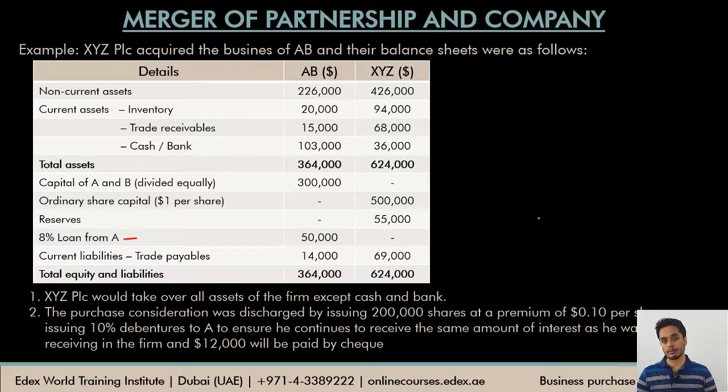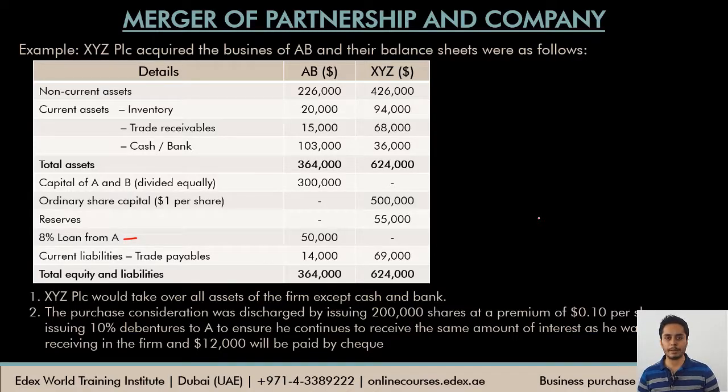So first we will also have to calculate purchase consideration. In the previous question, it was directly given as 120,000. But here the total discharge of purchase consideration is given. It is discharged by issuing 200,000 shares at a premium of 0.1. Face value is 1, premium is 0.1. So the total value of shares is 200,000 into 1.1. Apart from shares, the company will also issue certain 10% debentures to A. The value is not given, we'll have to calculate. We will see just in a bit.